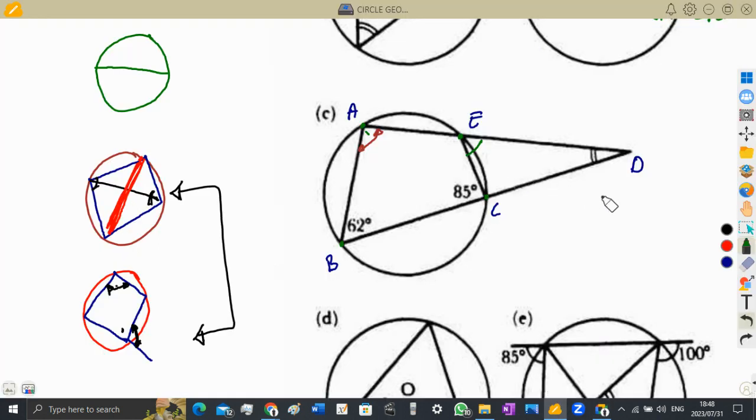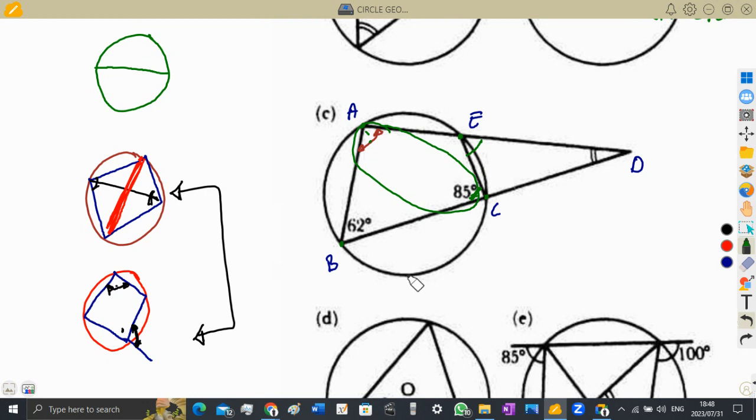So we are saying angle C here. This one, the 85, this one, or this one? Yes, 85 and this one. What is the relationship between these two? They are opposite, on a straight line. Yes, they are opposite.